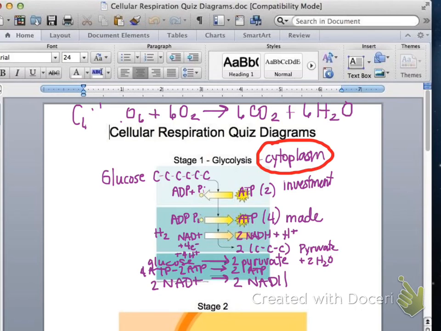So that's a basic overview of glycolysis, and keep watching the next series of videos to see the rest of cellular respiration.